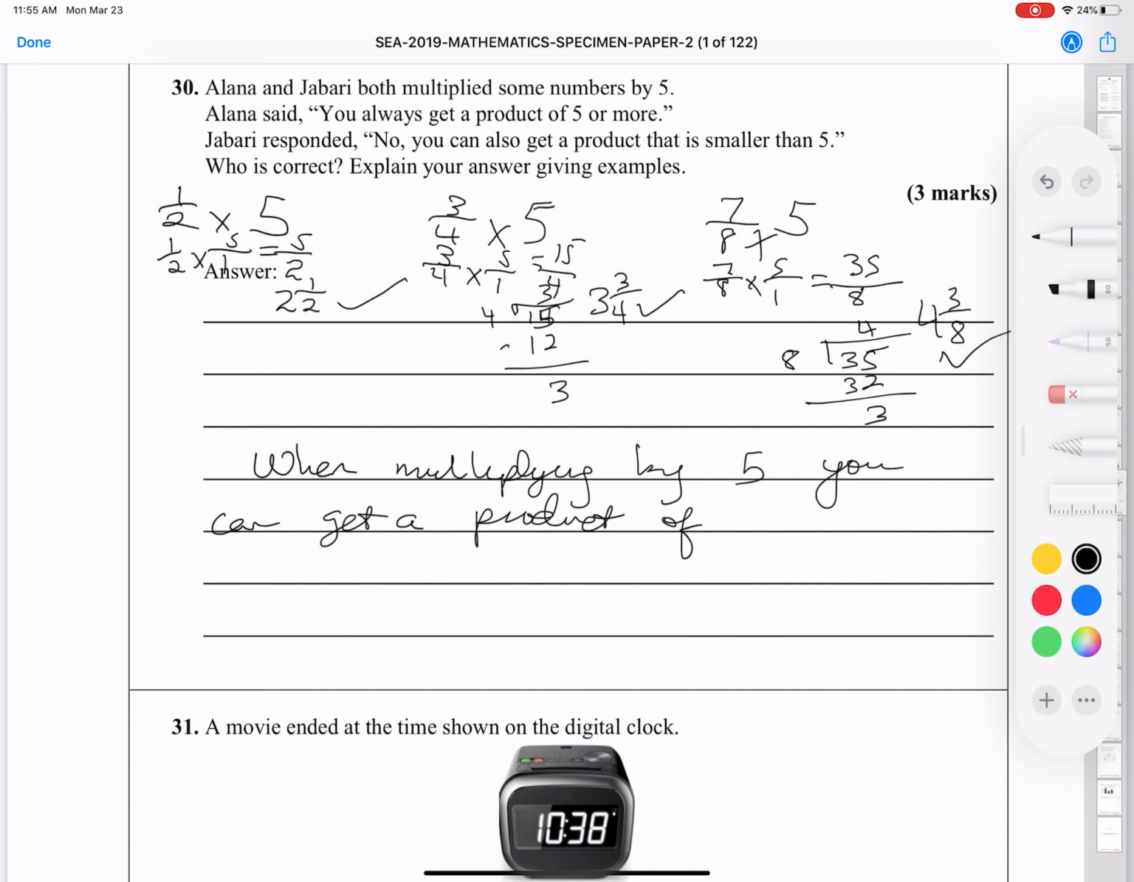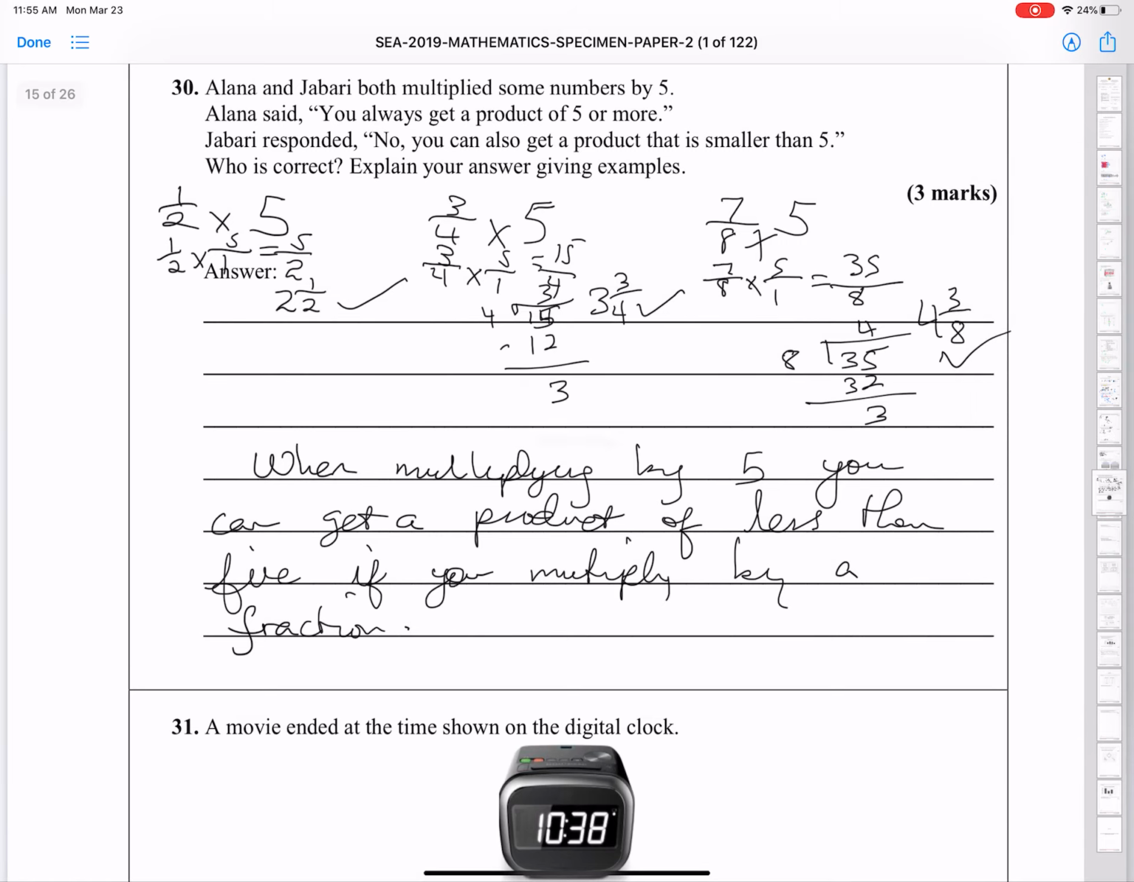Next question. A movie ended at the time shown on the digital clock. The movie lasted for 1 hour and 55 minutes. At what time did the movie start, given that the clock is 10 minutes slow? If the clock is 10 minutes slow, the time is actually supposed to be later. So the time is really supposed to be 10:48. So we can put in the correct time at any point, either at the beginning or at the end. So let's say it's 10:48 and not 10:38.